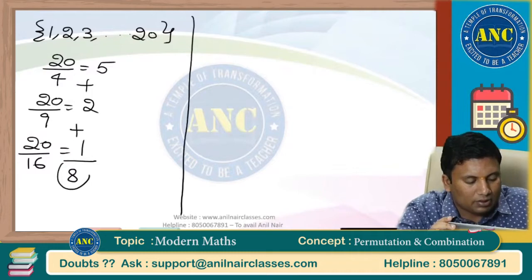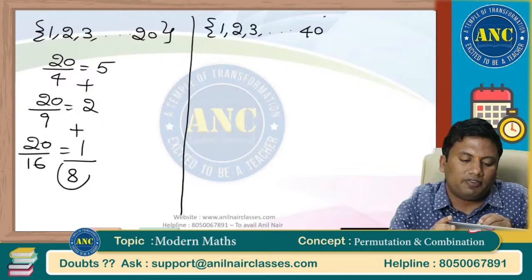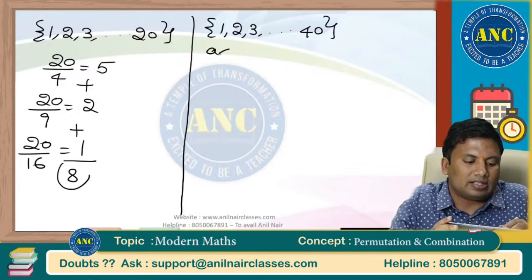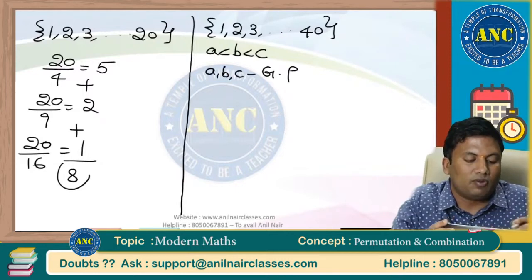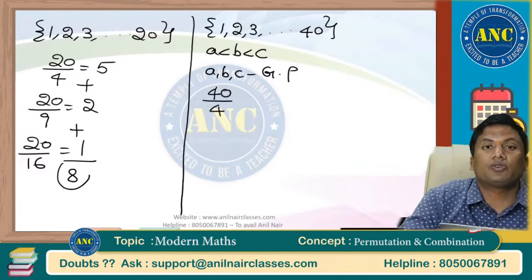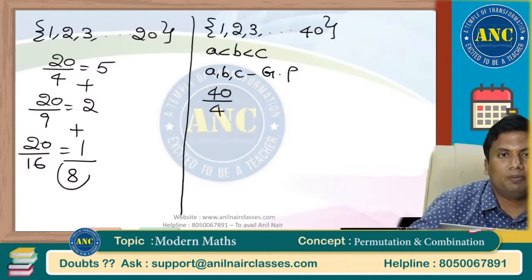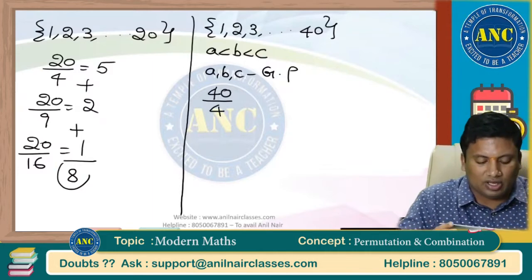Now let us see the exam model question, how to solve it orally. 1, 2, 3 till 40. A less than B less than C such that A, B, C are in geometric progression. What will be the answer? First is 40 by 4. B square cannot be 1, because then B value will be 1 and A value less than 1 is not possible in natural numbers.